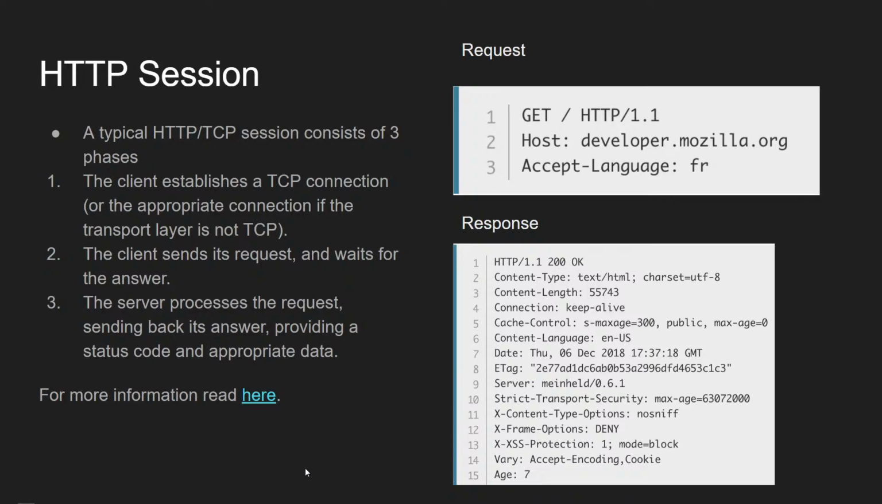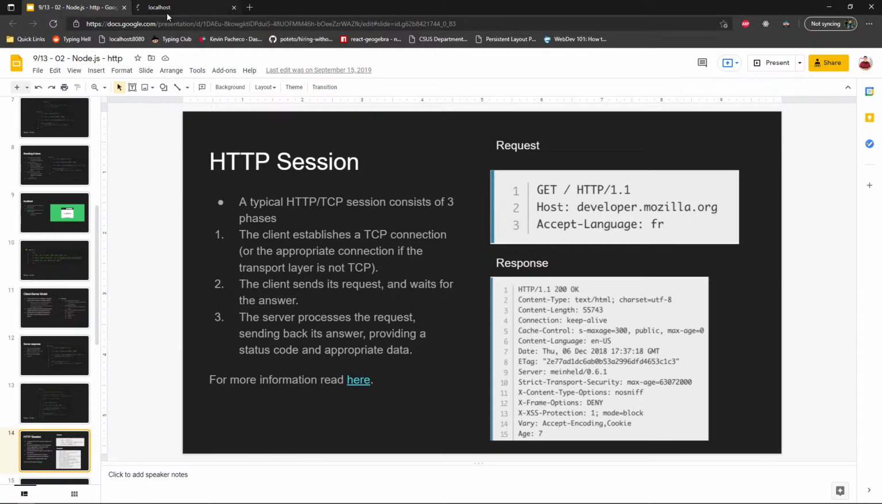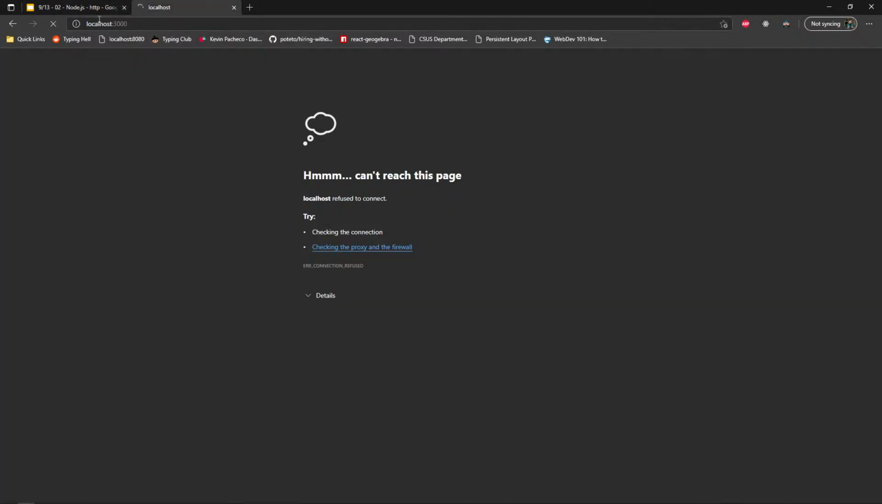Okay, well, let's look at what a typical HTTP session looks like. A typical HTTP TCP session consists of 3 phases. Phase 1, the client establishes a TCP connection, or the appropriate connection of the transport layer if it's not TCP, like UDP or something. Doesn't matter. Number 2, the client sends its request and waits for the answer. So the client, in this case, is my browser. Look, my poor client is still waiting.